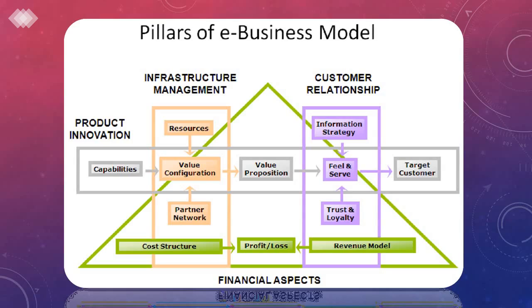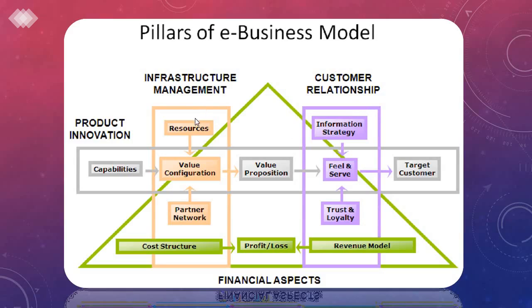Now, pillars of our e-business model. It is very important how our e-business can make some pillar to interact with customers with the help of some different product innovations. So here you can understand these are the product innovations like capabilities, value configuration, value propositions, fill and serve, and target customer. Or here you can understand with the help of this infrastructure management and customer relationship.